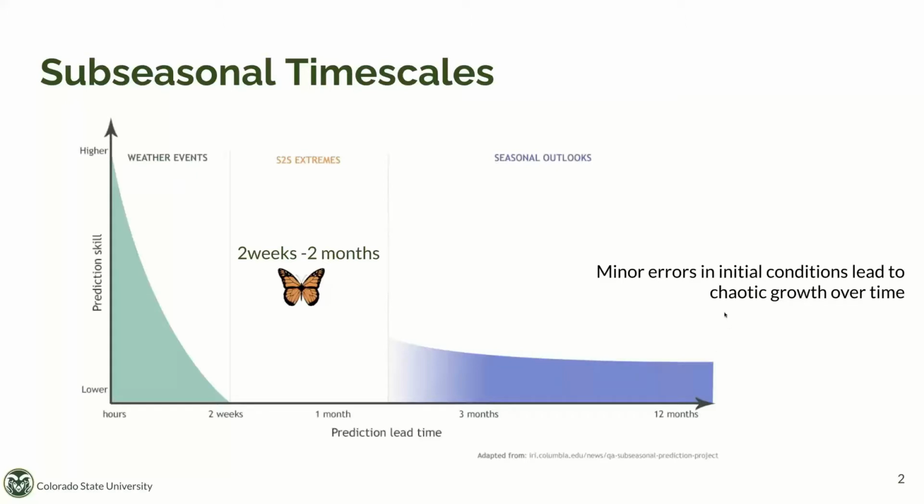or ocean circulation. But our lack of prediction scale on these subseasonal timescales is really due to minor errors in initial conditions that can lead to chaotic growth over time. And you can think of this like the butterfly effect.